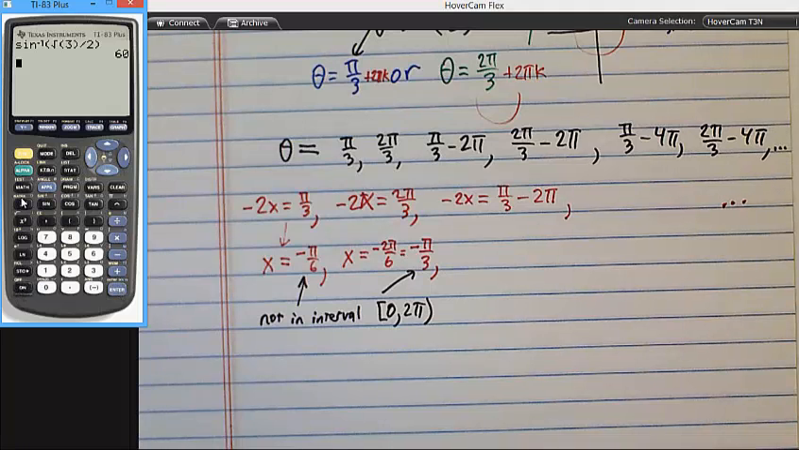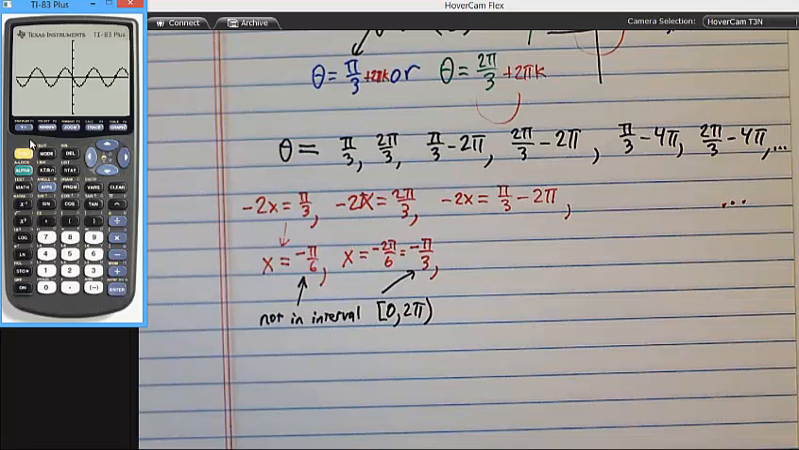If I go to the picture and if I type in the function y equals, say, the sine of negative 2x. Okay? So I'm going to graph this. And let me, for the zoom, choose zoom trig. That gives me a nice window. So here's my sine function. It's the sine of negative 2 times x.